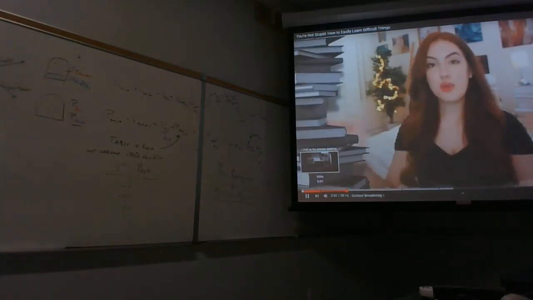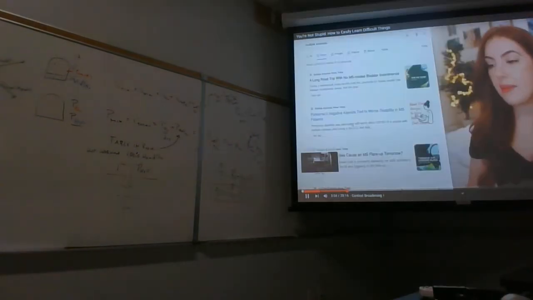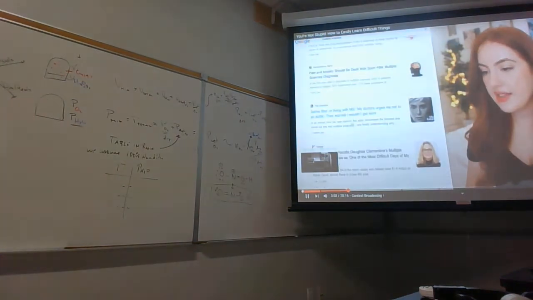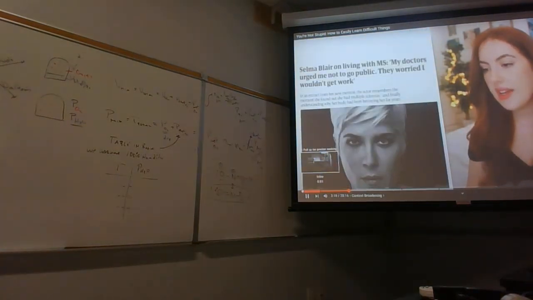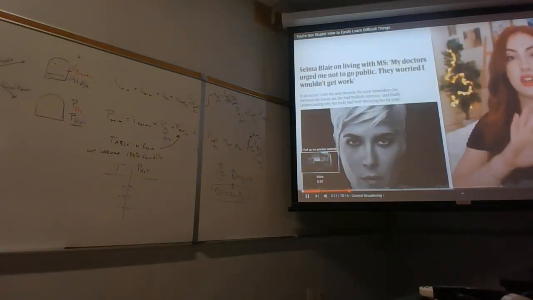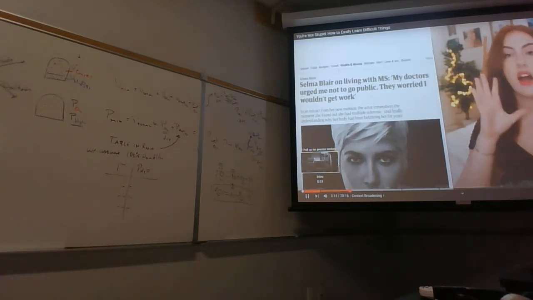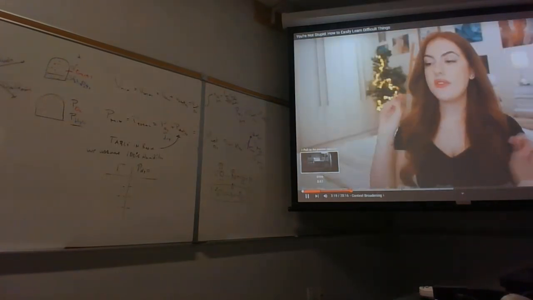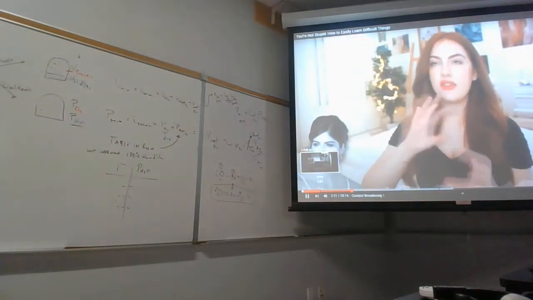So still, there's no textbook here. I'm just on Google and I am searching for something related to multiple sclerosis. And what I found, this is going to work perfectly. This is a Guardian piece on Selma Blair discussing her history with multiple sclerosis. Ideal, absolutely ideal. I don't know who this lady is, but she looks like she's famous. So this is a famous person that I can identify the disease with.